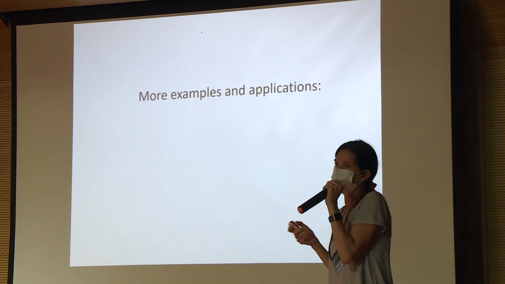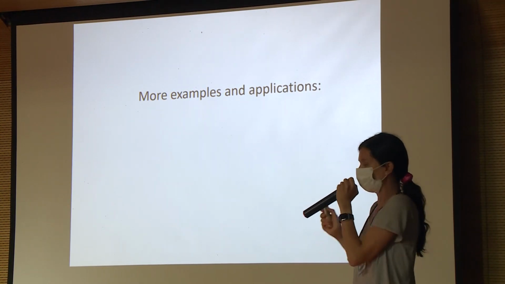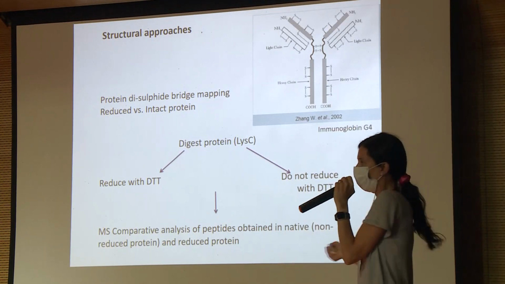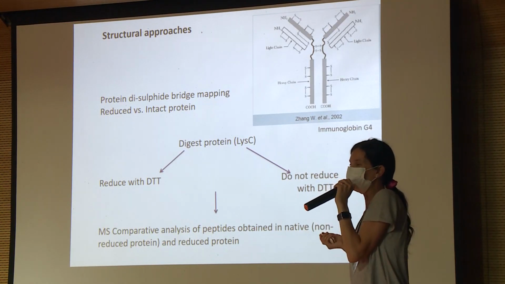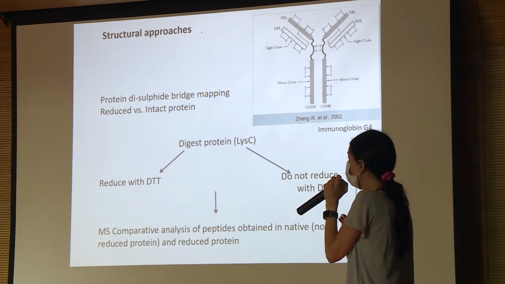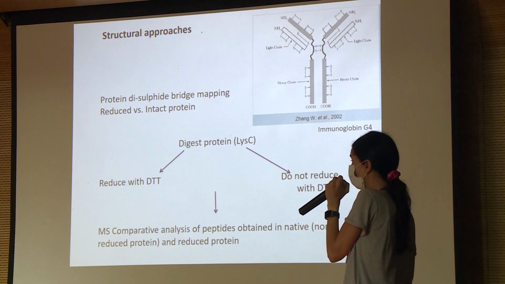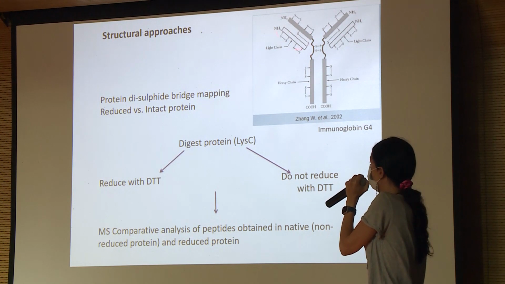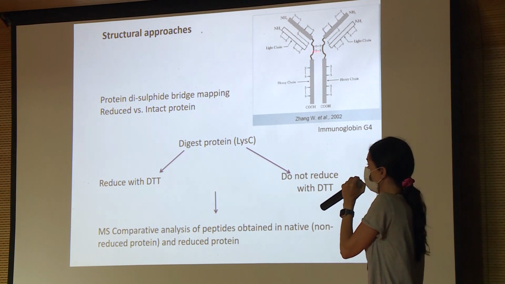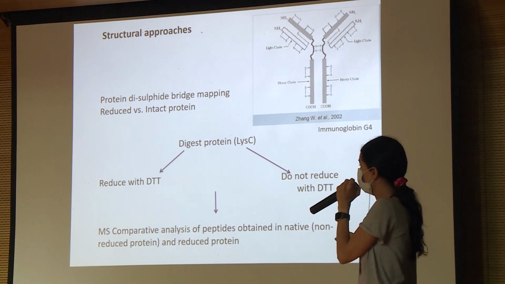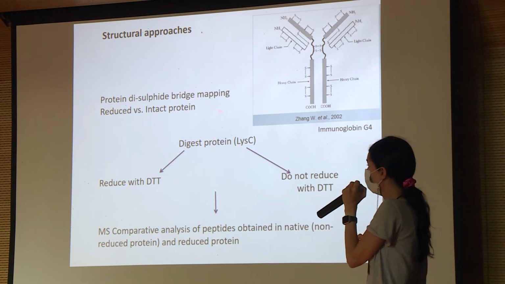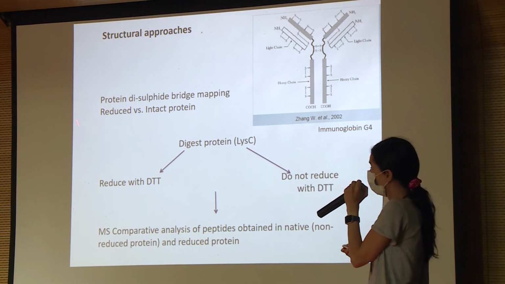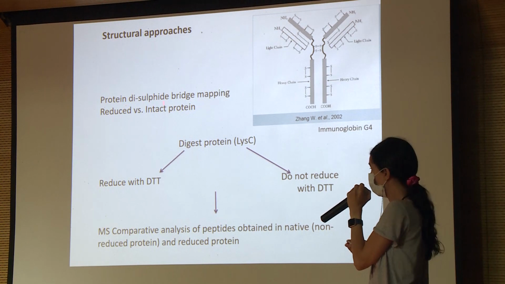So a couple more examples and applications in general. You can use proteomics for structural approaches. For example, this is a monoclonal antibody, which has a very complex structure of disulfide bridges. So we can use proteomics to do protein disulfide bridge mapping by comparing reduced versus intact proteins.